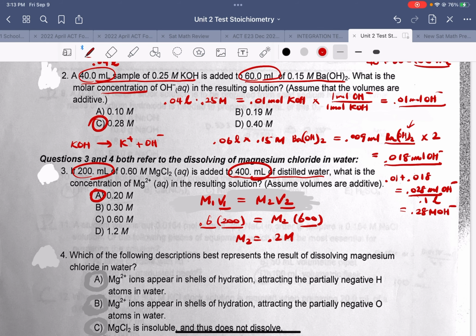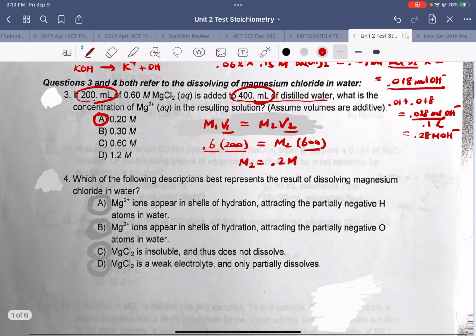Okay, use that formula. Now number 4, which of the following descriptions best represents the result of dissolving magnesium chloride in water.